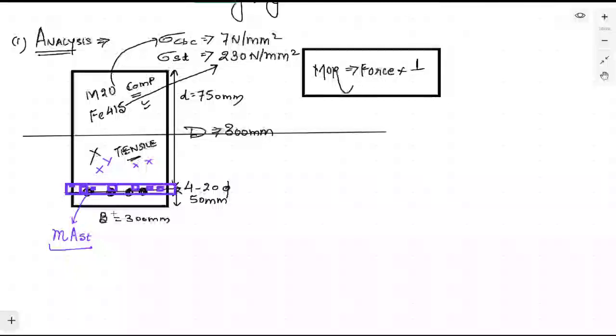Now this is the case. Now you have to check the value of m. m is the modular ratio, which is equal to 280 upon 3 sigma cbc. This relation is given in the code. When you calculate this value for this particular cross section, it is 280 divided by 3 into sigma cbc. Sigma cbc is 7, and this value will be equal to around 13.